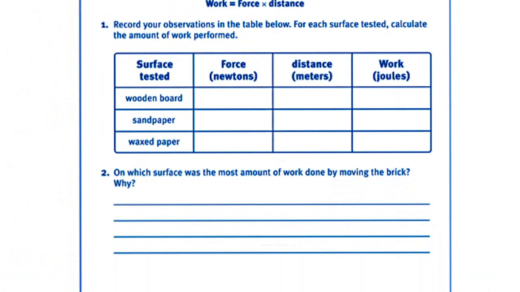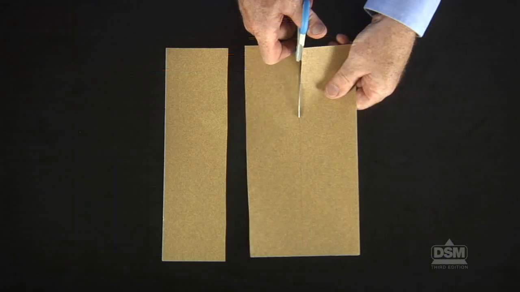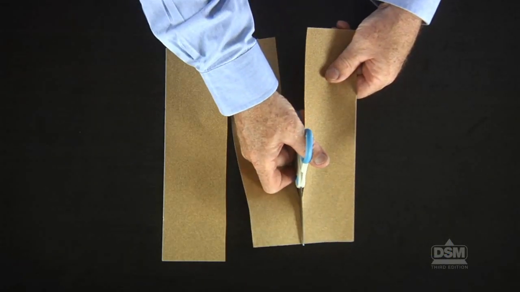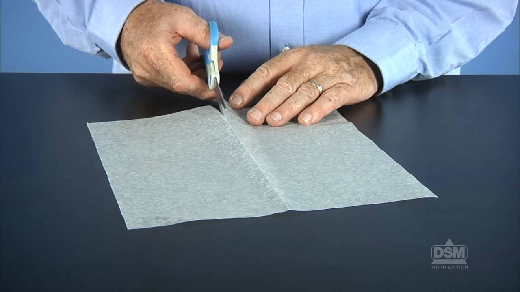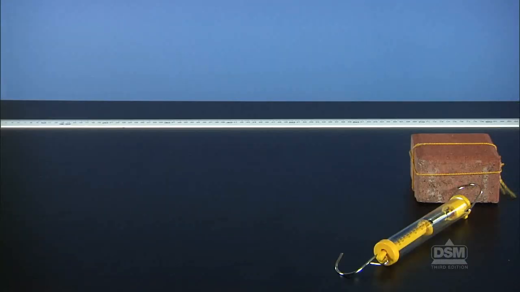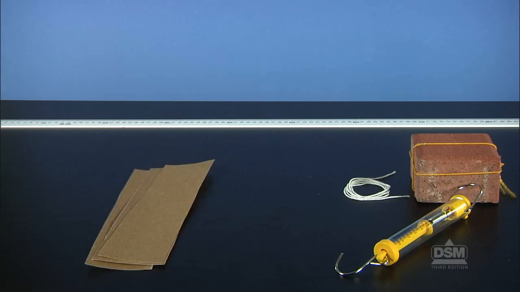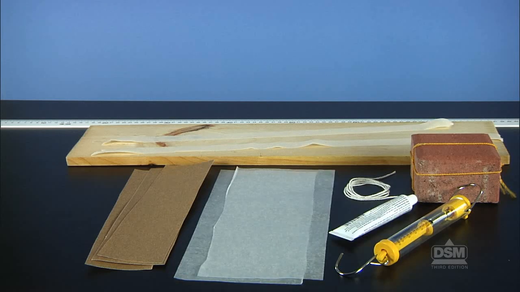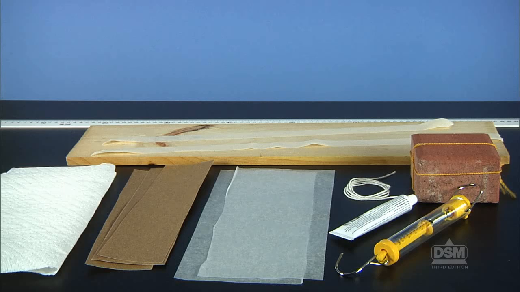To prepare for the activity, make a copy of Activity Sheet 3 for each student. Cut each sheet of sandpaper into strips approximately 8 centimeters wide and 25 centimeters long, and cut each sheet of wax paper in half. Each team of 4 students will need a brick, a spring scale, a meter stick, a 1 meter piece of string, 3 strips of sandpaper, 2 pieces of wax paper, a wooden board, a few long strips of masking tape, a dab of petroleum jelly, and some paper towels.